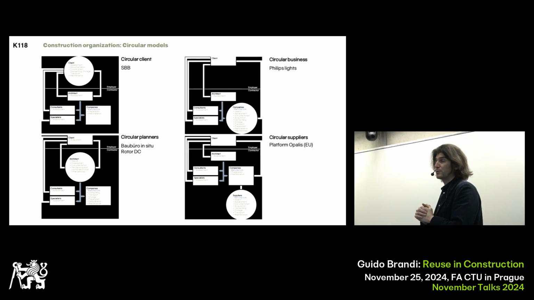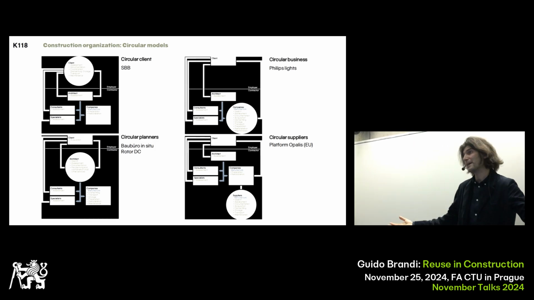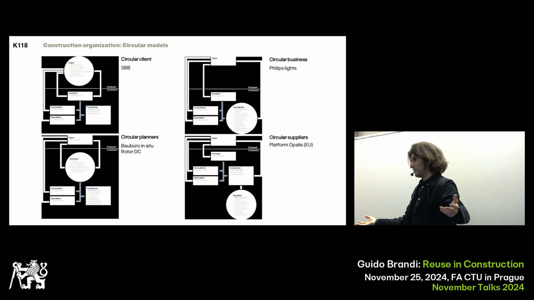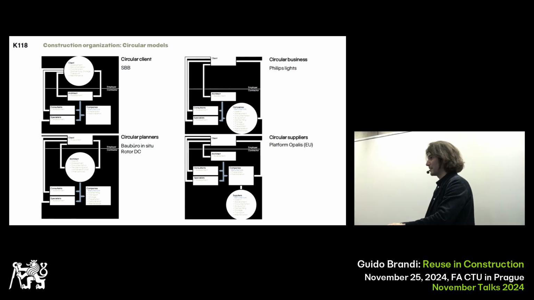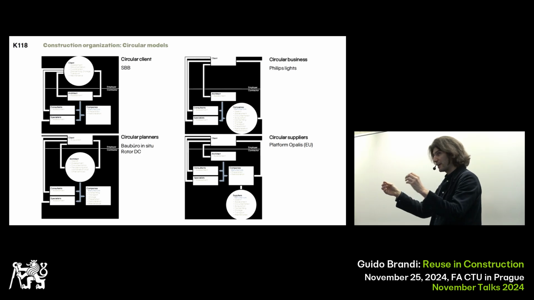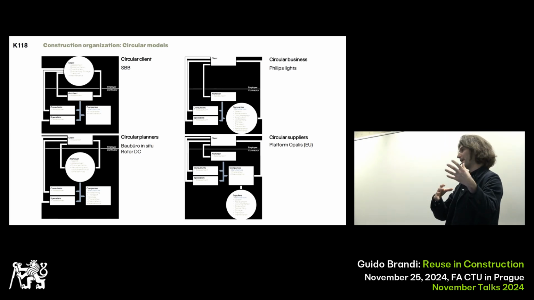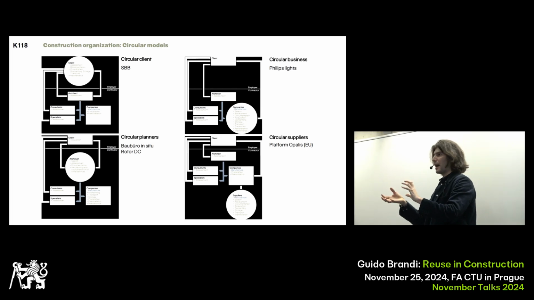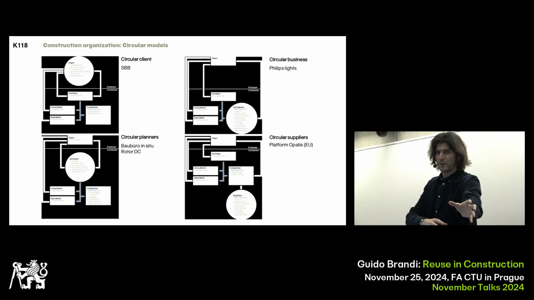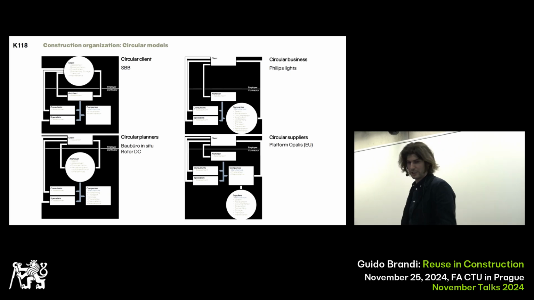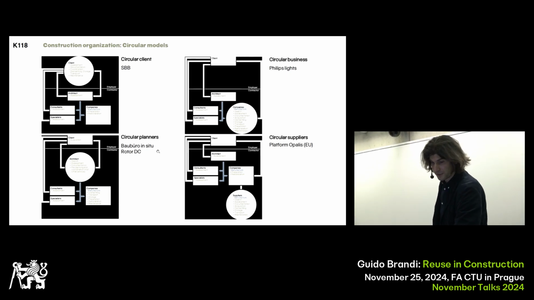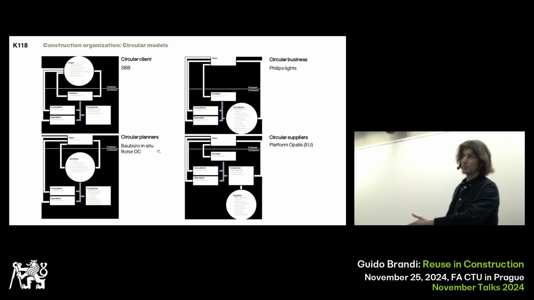So it can be, for example, a client that becomes a circular client. For example, in Switzerland, the SBB, the National Railroad System, they have so many pieces of land, so many buildings, so many components, for example the railroads and steel elements, and they are cataloguing all their elements to understand how they can reuse them if they have a demolition, in another project. But it can also be a circular planner, like Baubüro in situ or Rotor. Rotor even better, maybe you heard already last week.